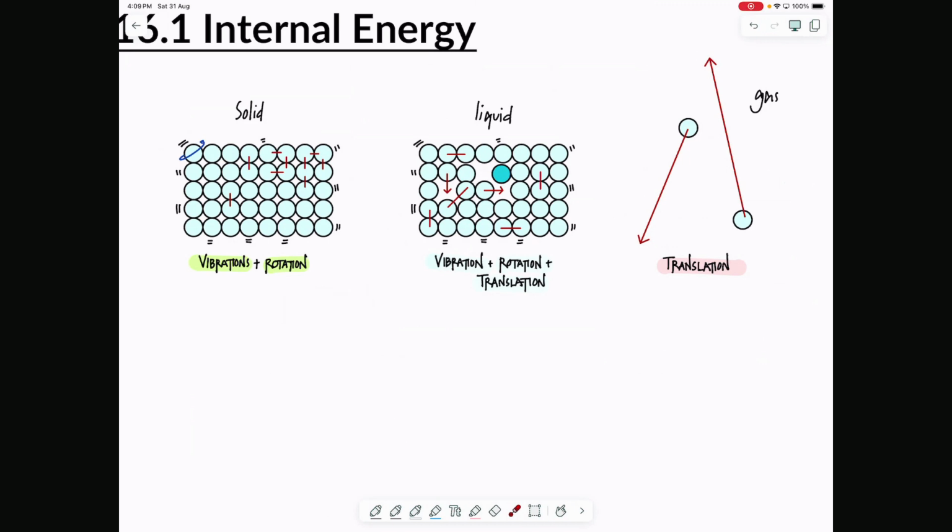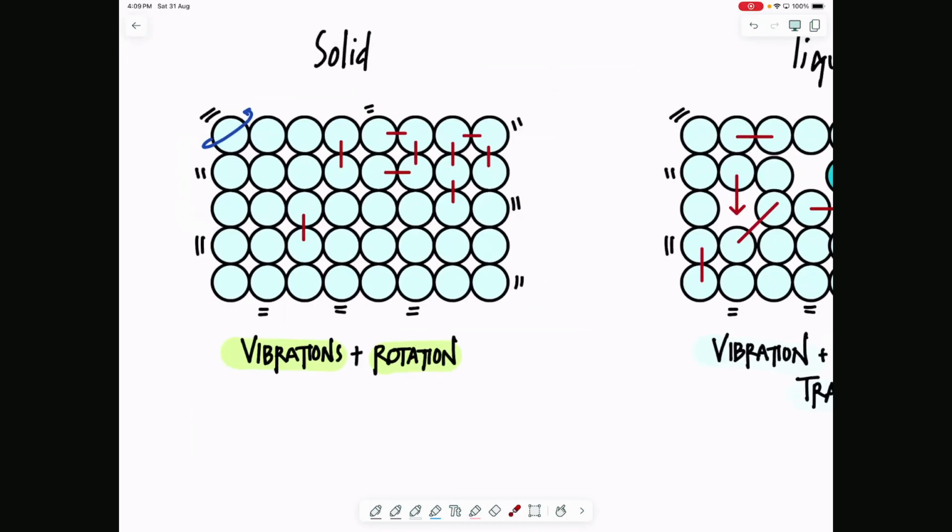So the first thing we need to understand is what form is this energy? In what way is this energy within that? So it turns out for solids, liquids, and gases, this energy distribution is quite different. Okay, so we'll start with solid. So solid particles can only do one of two things. Either they're vibrating, or they're spinning, or they're vibrating and spinning. Okay, so it's a combination of vibrations and rotation.